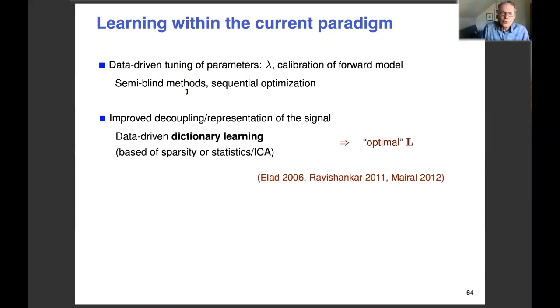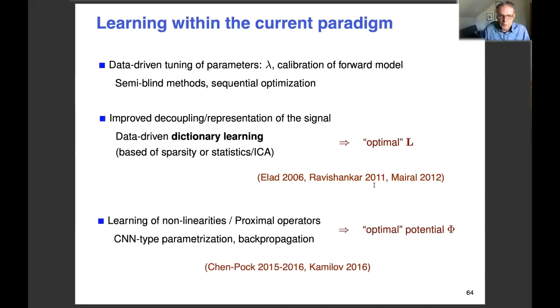But what you could also do is you have this idea of this decoupling operator, L. And I mean, you could also learn it. And so this is related to dictionary learning methods. There was, I think, work predating deep learning about learning dictionaries for image reconstruction, and that also gives you some performance improvement.